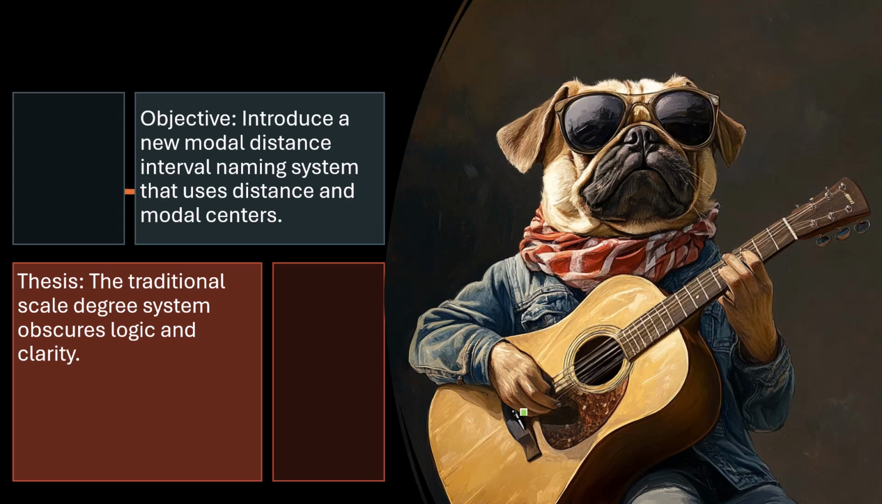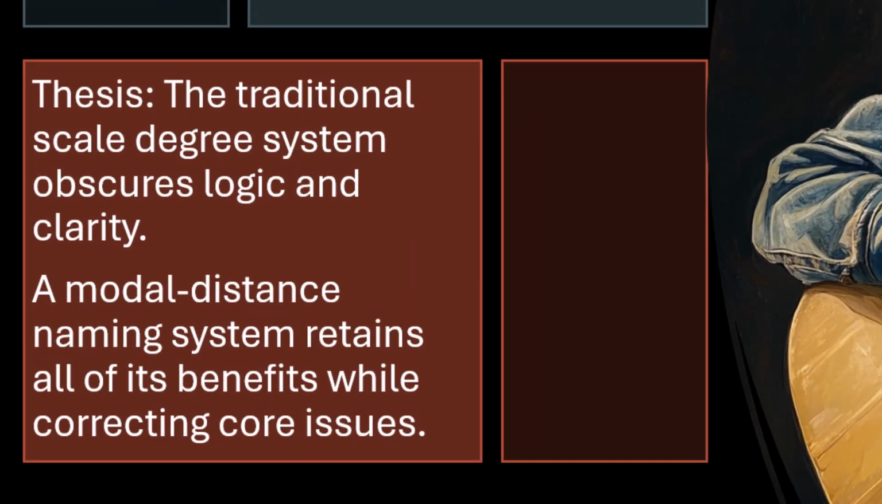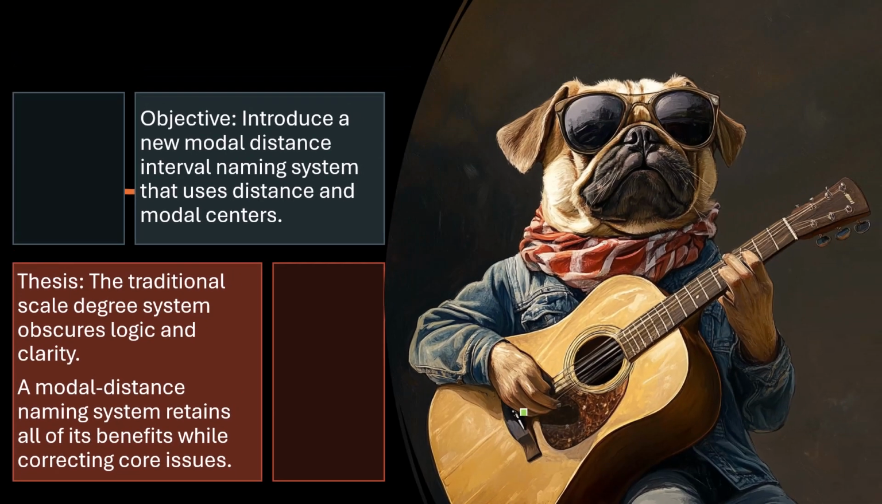Thesis: the traditional scale degree system obscures logic and clarity. The modal distance naming system retains all of the benefits while correcting core issues. Now, if you're learning music theory, you're probably thinking there's gotta be a reason. This cannot be the most optimal thing, but I'm trusting the system. But then if you look at it for long enough, you're like, no, you can do everything with a more simple system, really.